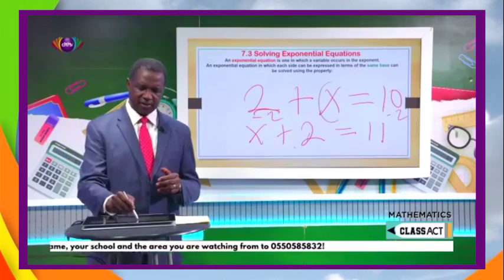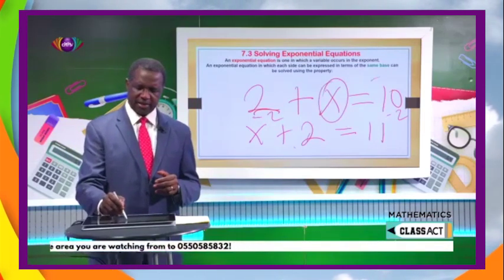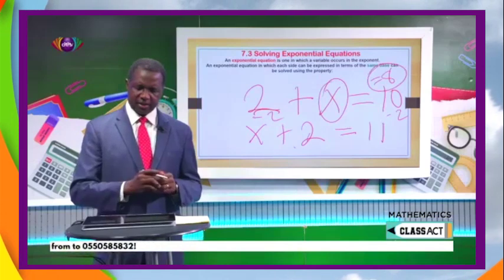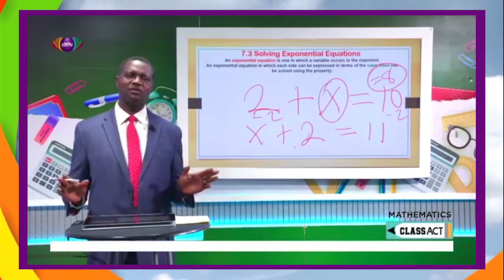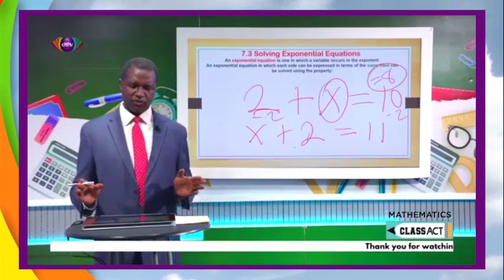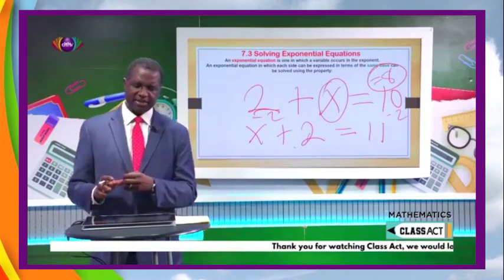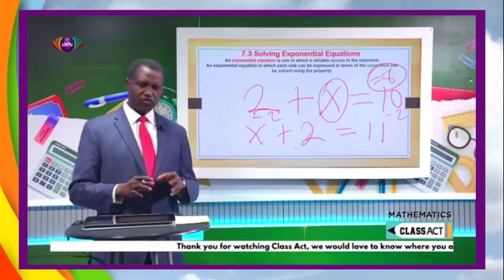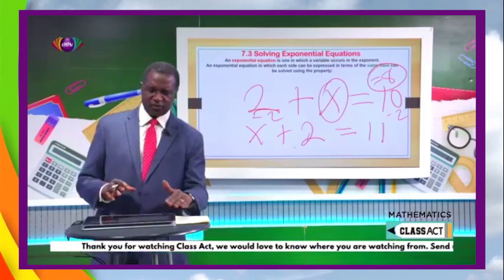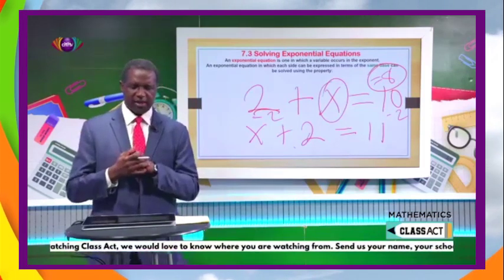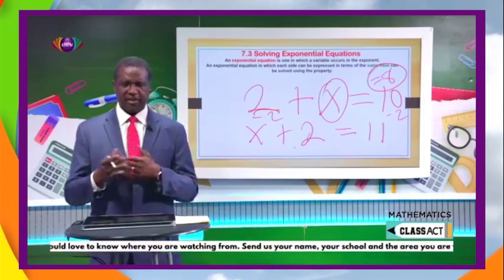So x equals what? 8, and I'm done. If I want to find out whether my answer is right, what do I do? I'm going to put 8 in the place of x. So wherever I find x in the first equation, I'm going to put 8 there. And 2 plus 8 equals 10.